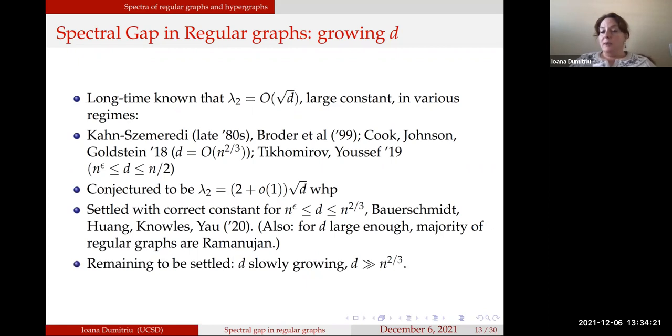Okay, so what's remaining to be settled? This conjecture is not known for d slowly growing, and it is also not known for d being very large, or in some sense very large, meaning greater than n to the 2/3. That means that the graphs are pretty dense. They're not, quote unquote, dense in the sense of dense random matrices where the number of non-zero entries in each row is O of n, but they're pretty dense. So these are cases still remaining to be settled.